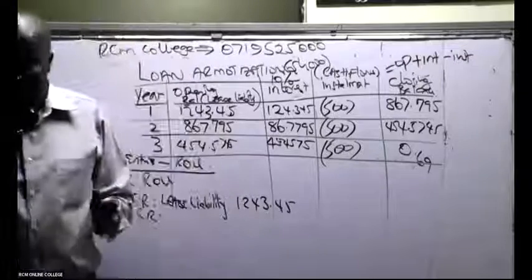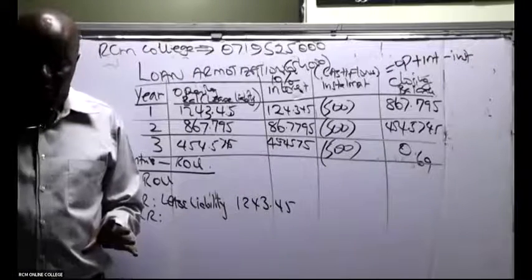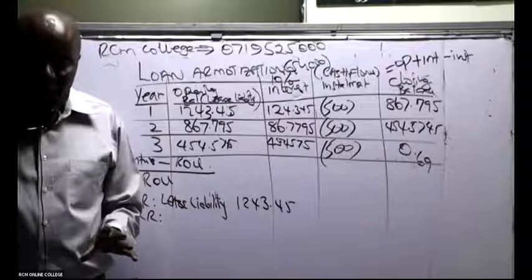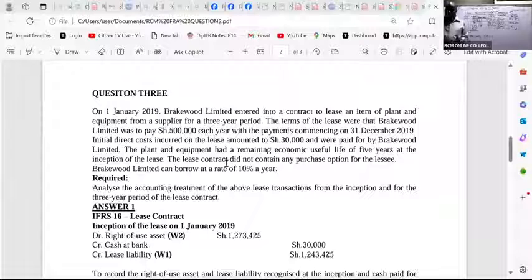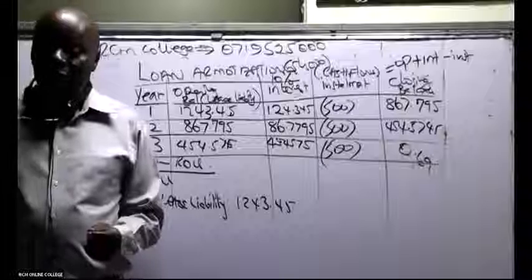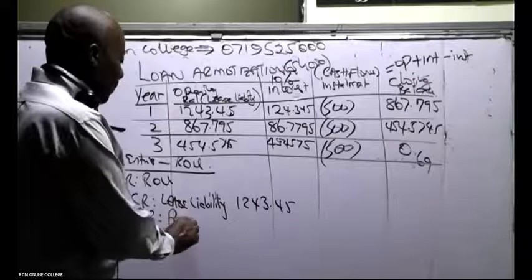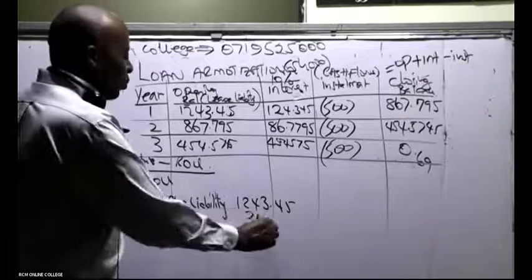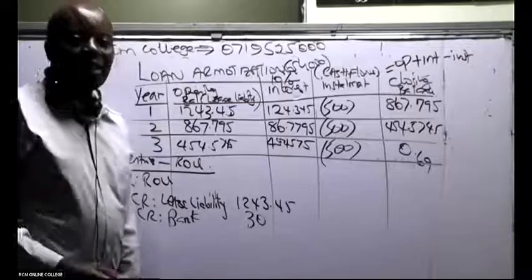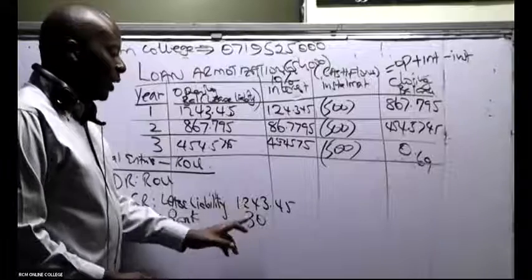So in this question, we had some other expenses apart from these tenancy expenses, the landlord, the rent expenses. We are told here that the initial direct cost incurred on the lease amounted to 30,000 and were paid for by the lessee, Breakwood. So we paid 30,000. We pay those direct costs here, so we credit bank. Remember our figures, we are chopping 3 zeros. So that is 30.